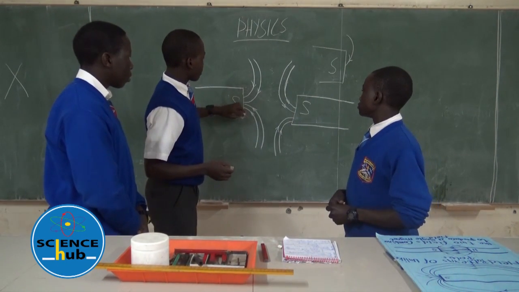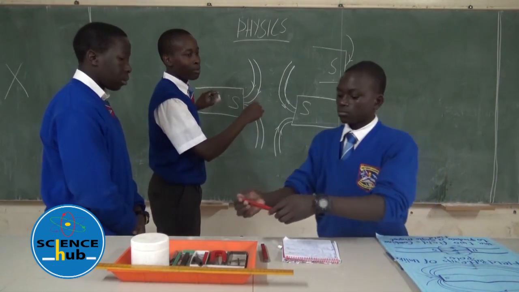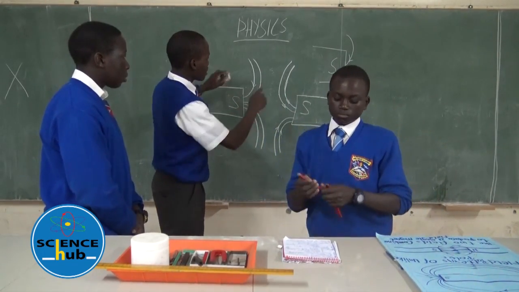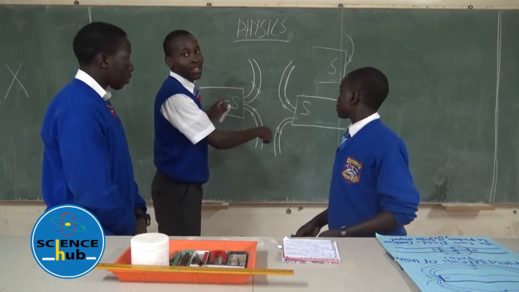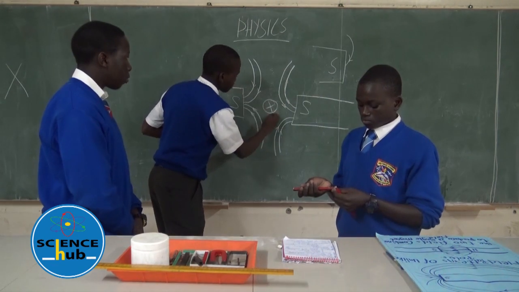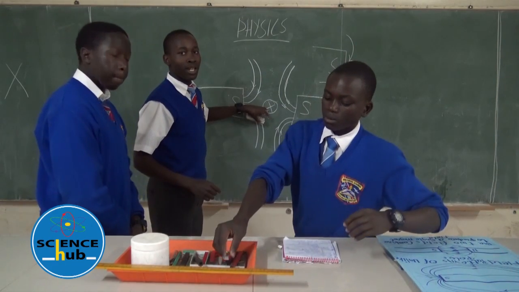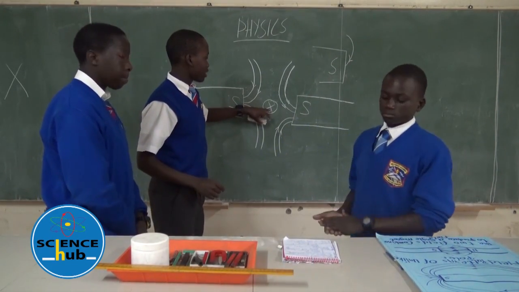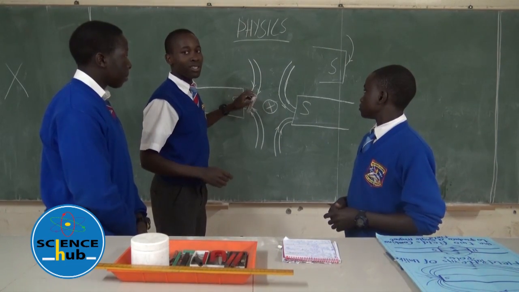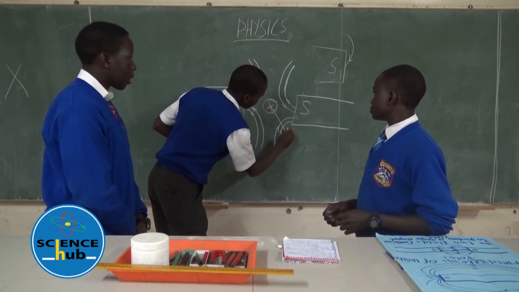This is a case where we have used two like poles, whereby the magnetic field lines are going to repel each other, giving us this certain pattern, which at the center we have a point. We call this point a neutral point. A neutral point is a point where the total resultant magnetic field is zero. This is X, the neutral point.